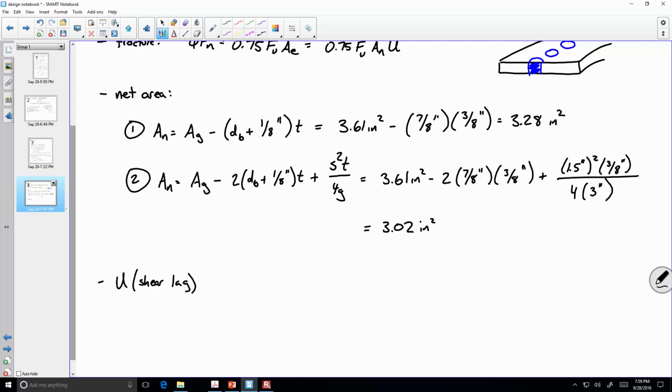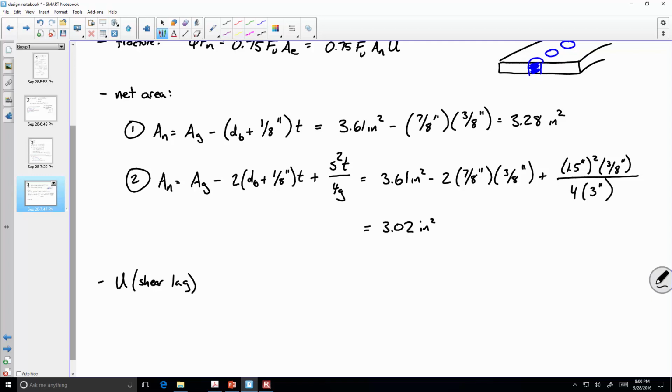See, some of the angle is going to experience a lot of stress. The rest of it isn't experiencing all that load, and it's kind of lagging behind. So we calculate a shear lag factor to adjust that area for that effect. Does that make sense? That's kind of what's going on here, and that's what this shear lag factor is.